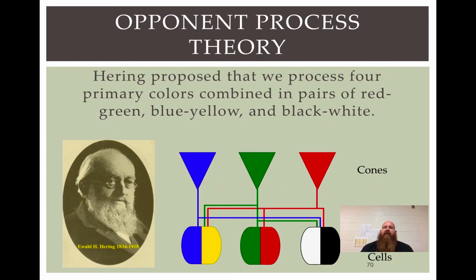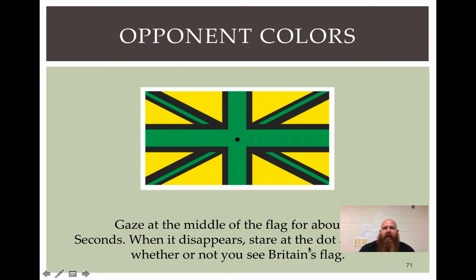Now, this is a different theory. This is opponent process theory. And this was from a guy named Hering. And he suggested that we process 4 primary colors combined in pairs of red and green, blue and yellow, and black and white. So we've got the 4 primary colors here, plus black and white. And here's how they went through that.